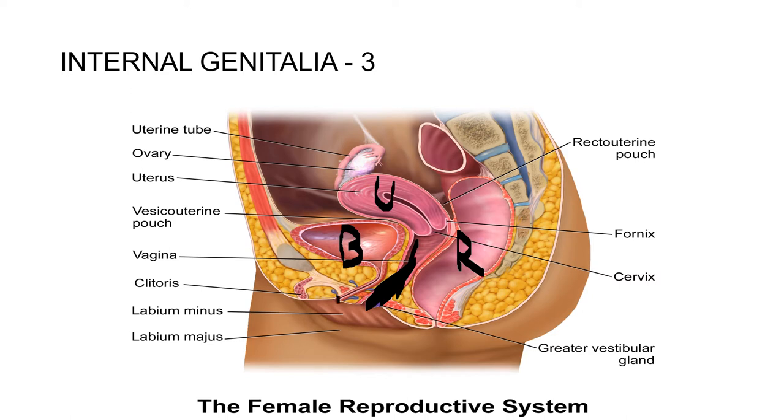You have the opening to the bladder, the urethra, right? That's where the urine comes out. You have the opening to the vagina. That's where the baby or the menstrual blood comes out. And then, of course, you have the anal canal where the waste comes out. So there are three openings. Even though the urethra and the vaginal opening are somewhat close together, they are different openings. They're different orifices.